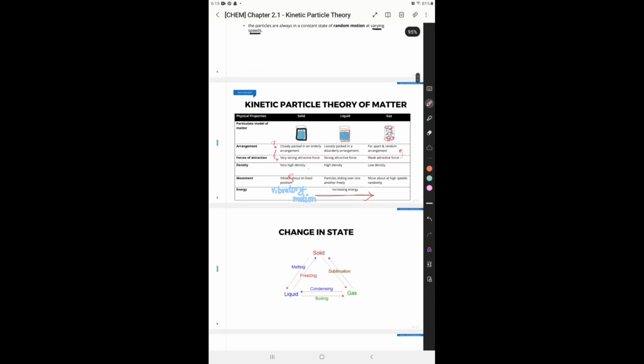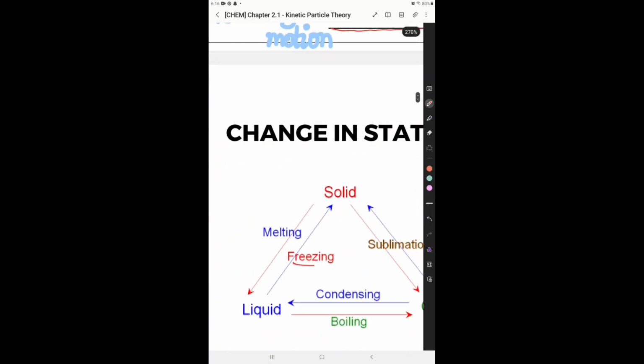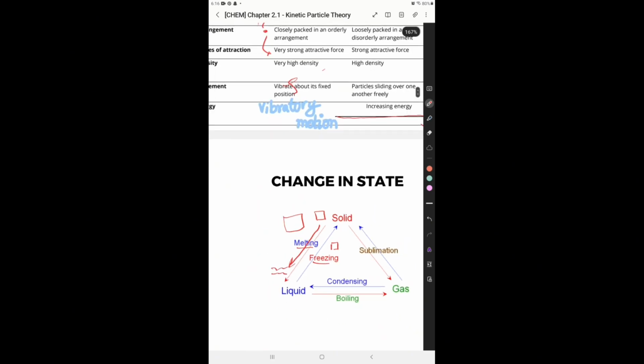And now we will move towards changes in state. We have solid, liquid and gas. Basically we're talking about how one state changes into another state. Whenever liquid changes into solid, we call it freezing. If solid is changing into liquid, we call it melting. If we keep a glass or bottle of water in the freezer, it will freeze and we will have ice. But if we take ice and put it at room temperature, it will melt and become water again. Simple.